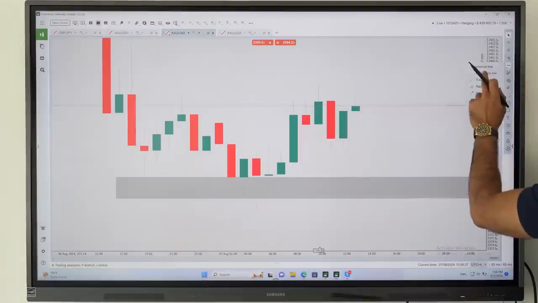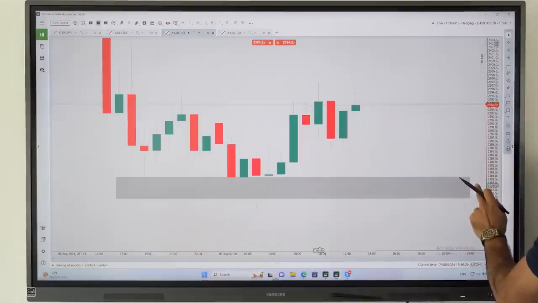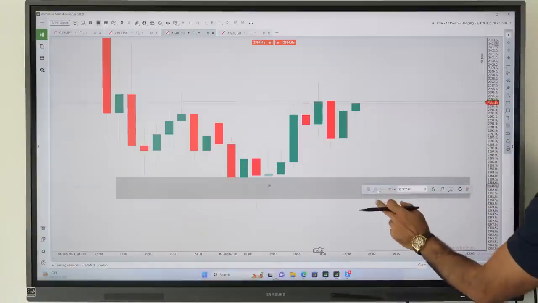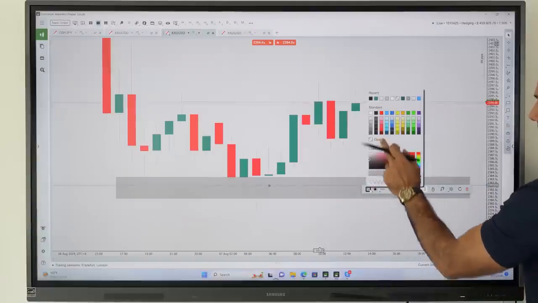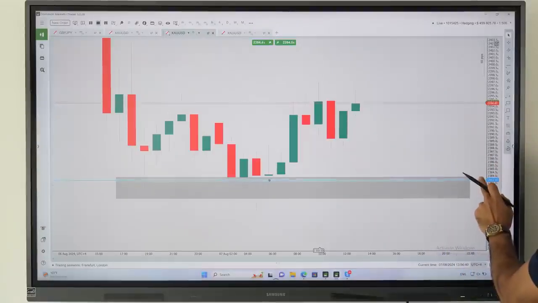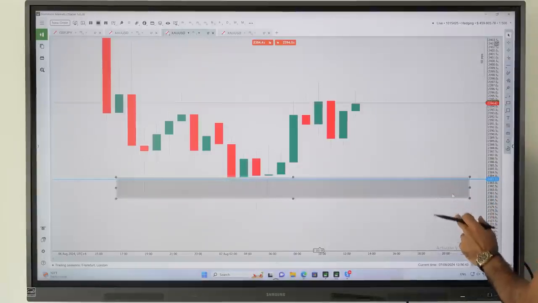So let's say we put a line right over here, and let me adjust the settings on this line. Let's make this a little bit thicker. Let's make this a little bit blue. So here we go. We got this price here, right? We got this price, 2383. This is the box over here.